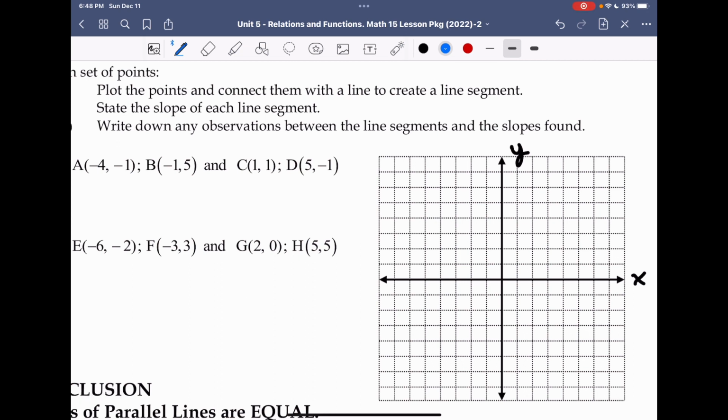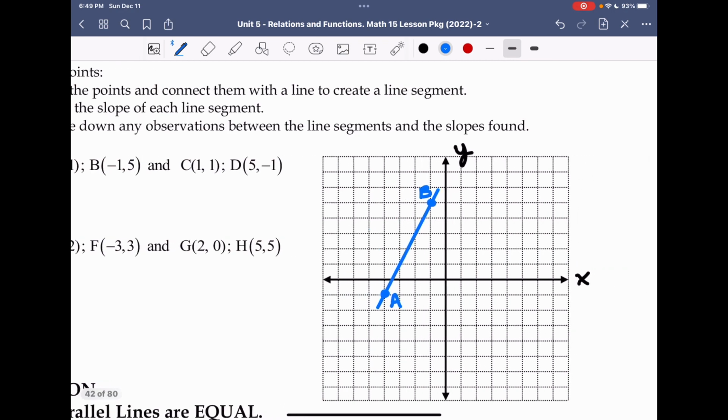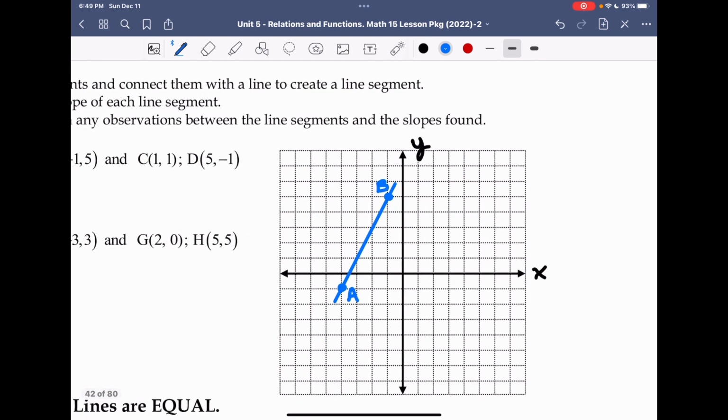So if I do A and B in blue, well, I go to -4 and -1, which puts me in a point here. And then I have -1 and +5, which puts me here. And therefore, I'm going to draw a connecting line between those points, and I'm going to label this as A, this as B. Okay, now I'm going to go on to C and D, which I will also do in blue here. So C and D start at point C, which is 1 and 1, and then we go to 5 on the positive x-axis and down to -1, meaning here is our line segment. And it connects those 2 points there.